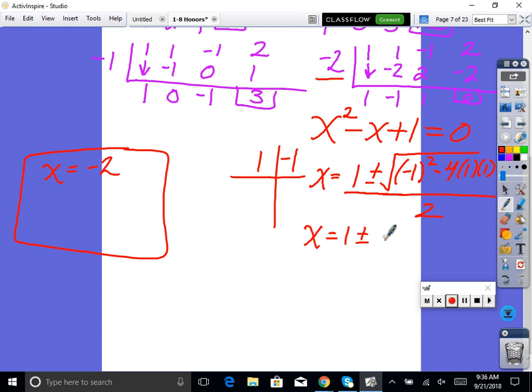So we have x is equal to 1 plus or minus. Remember, you type that into your calculator. It comes out to be negative 3 all over 2. So our final answer here is x is equal to 1 plus or minus i root 3 all over 2. And you'd say I have 3 solutions. It was degree 3, so I've solved them all.